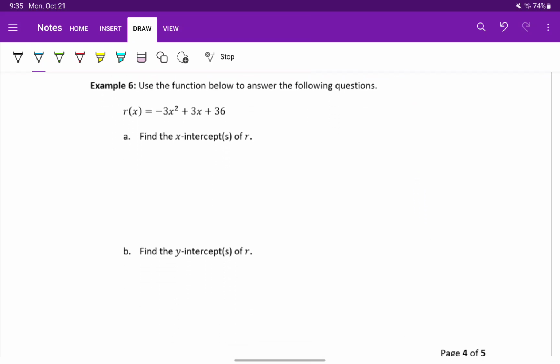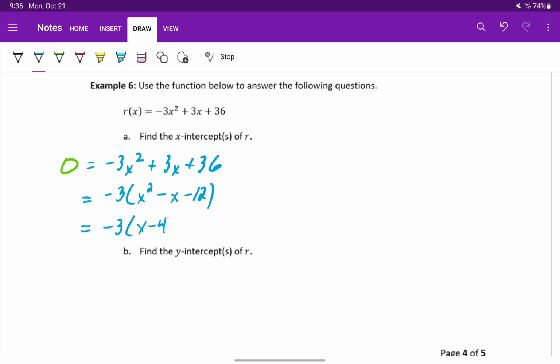Similarly, in example 6, we find our x-intercept by setting the y variable or the function variable equal to 0. And then we can use the quadratic formula, or we can again factor to solve this. We can start off by factoring out the greatest coefficient of -3, leaving us with x squared minus x minus 12, which would then factor as -3 times (x minus 4) times (x plus 3).